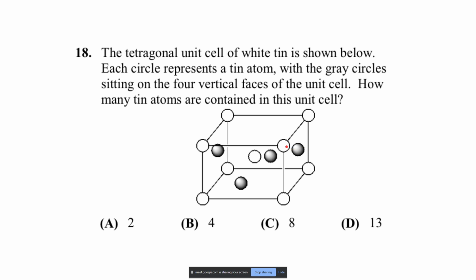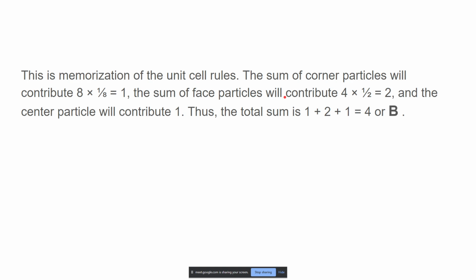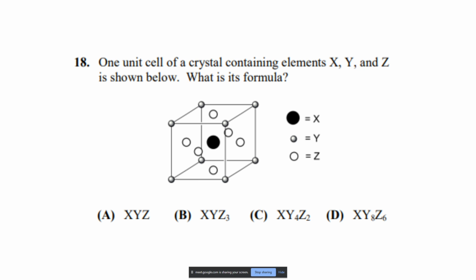So 4 times 1/2 is just 2. So we have 1 plus 2, 3 atoms so far. And then finally we have these 8 corner ones, and each one counts as 1/8. So we have 8 times 1/8. That's just 1 more. So 1 plus 2 plus 1, we get 4, which is B. Okay, so the next question is similar. Knowing the previous question, see if you can answer this one.